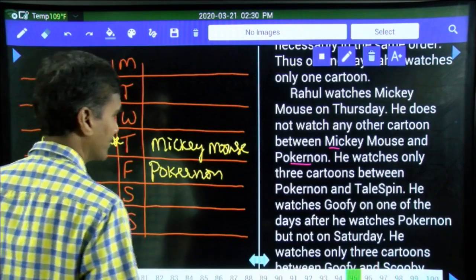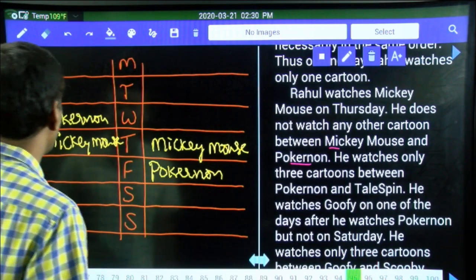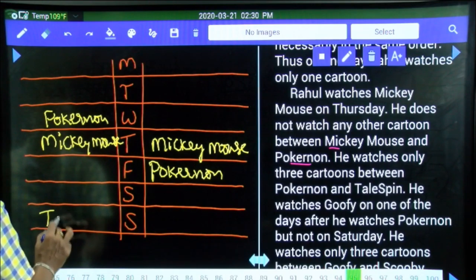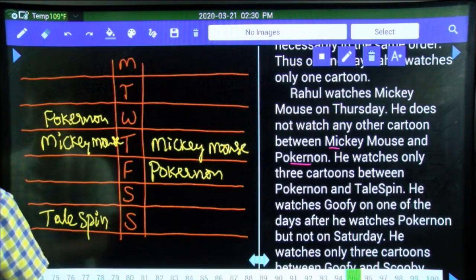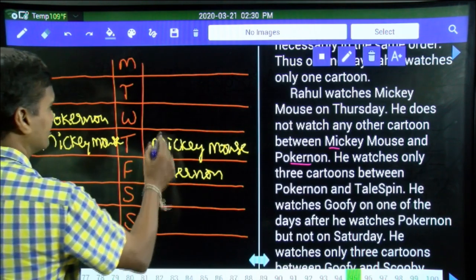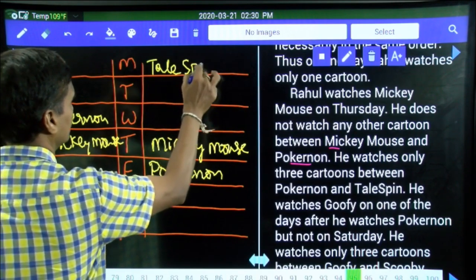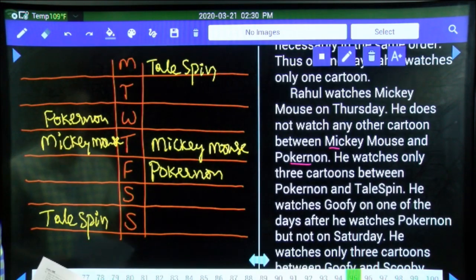Pokernon is on Friday. And he watches only 3 cartoons between Pokernon and Tailspin. Between Pokernon and Tailspin, exactly 3 people are there. 1, 2, 3, Tailspin. Between Pokernon and Tailspin there must be exactly 3 people. And here also, 1, 2, 3, Tailspin, there must be exactly 3 cartoons between Pokernon and Tailspin. Then next one.